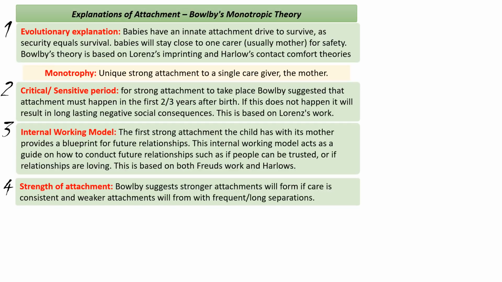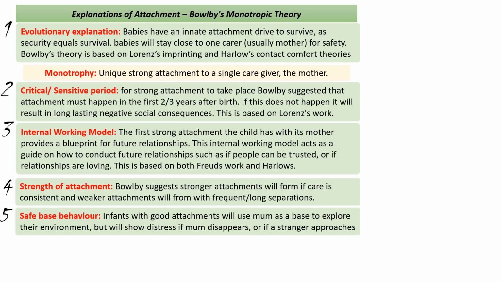A main factor that Bowlby suggests influences the strength of relationships is the consistency of the care. Frequent separations between the infant and mother will result in a weaker overall attachment. Also, according to Bowlby's monotropic theory, a healthy attachment style shows that mum is used as a safe base. Babies will happily explore their environment, but if mum disappears or a stranger approaches, then babies will show distress and rush back to mum. And another concept used by Bowlby's monotropic theory is the concept of social releasers.